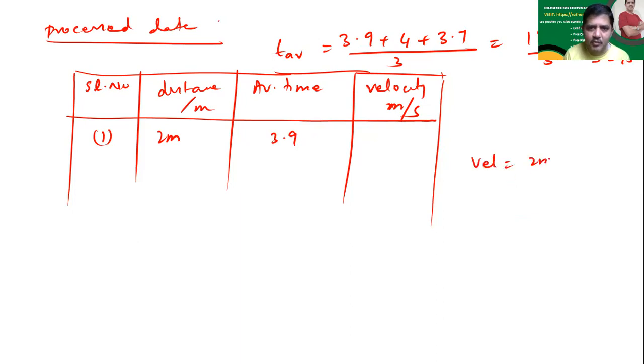Velocity is equal to 2 meters divided by 3.9 seconds. What is 2 meters by 3.9 seconds? You can calculate it using your calculator. So I have my mobile with me. I'm going to do this. So 2 divided by 3.9 would be 0.512. Let me write it down.